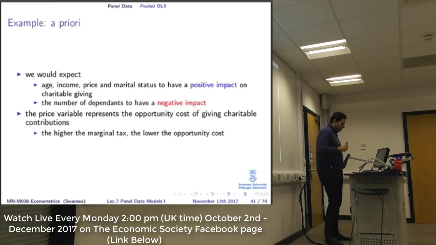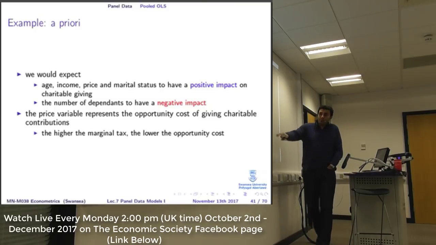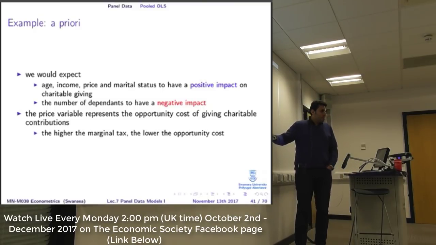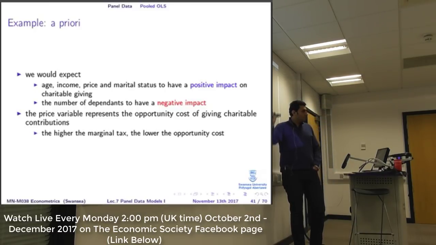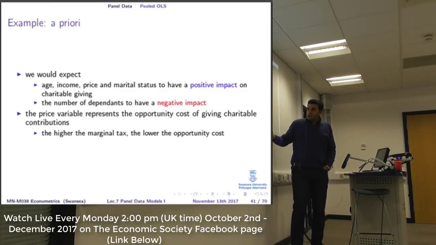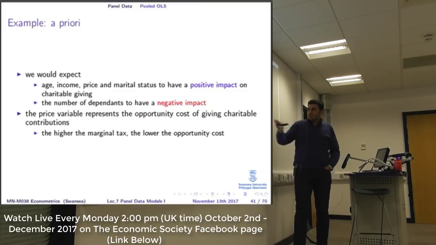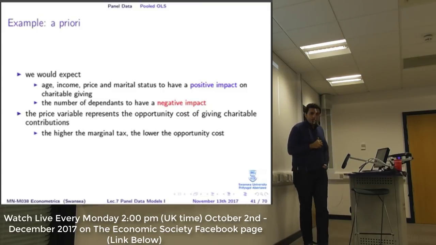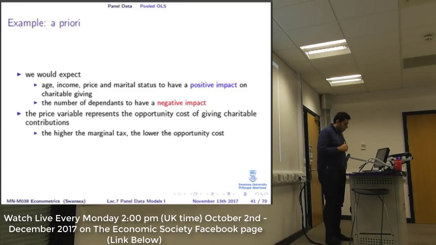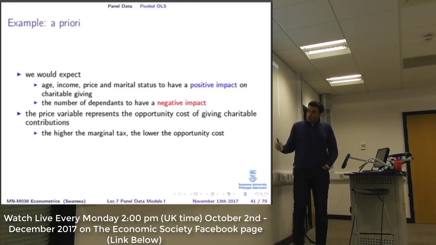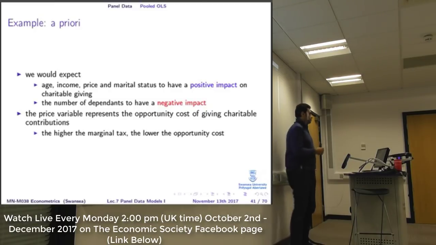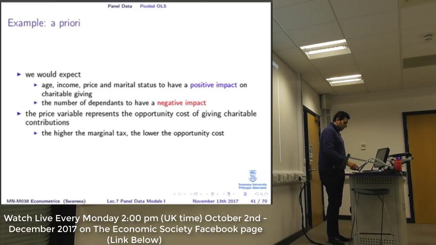As I said, we could think of this in different ways, but the most important one, because this is what this study was trying to estimate, is the effect of the marginal tax rate on charity given. So we should think of the price variable here as a representative of the opportunity cost of giving a charitable contribution. So the higher the marginal tax, the lower the opportunity cost. That means we would expect people to give more in terms of charity. So let's go back to the main story, the pooled regression.